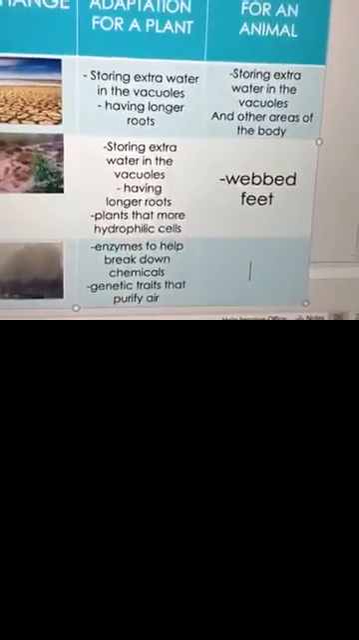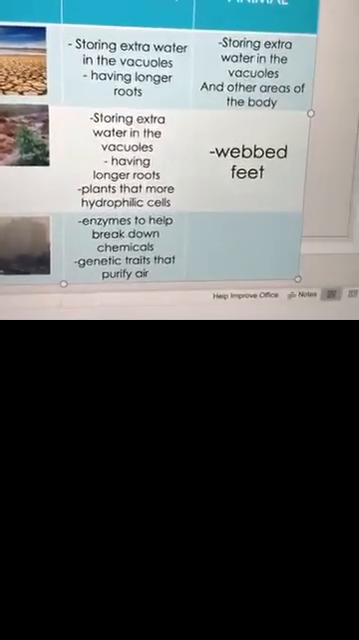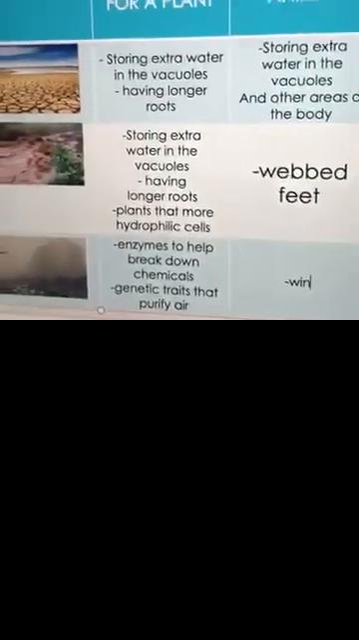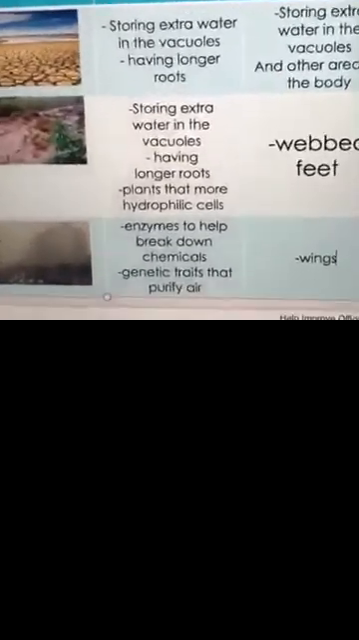Okay, so being able to migrate, or having wings, might be an advantage. I like that. What other advantages can we think of? So I'll add that here. Wings. It says you can move to a new habitat.